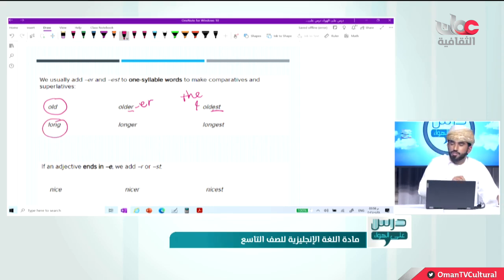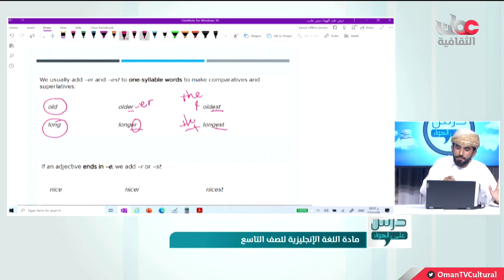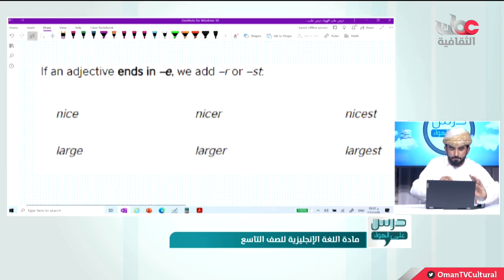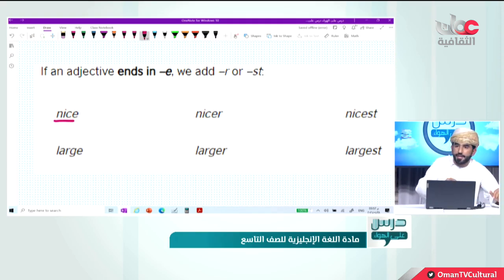Again, long. Also, it's only one syllable. So again, you have to add what? ER. If it is only one syllable, you have to add ER. And for the superlative, you have to add EST. And of course, the should be there. Right. Again, if we're talking about one syllable, now focus, please. If we are talking about one syllable, but this adjective ends with E, have a look.